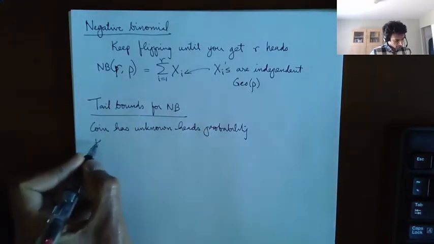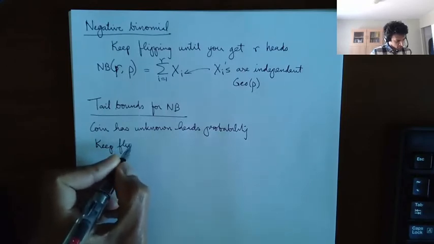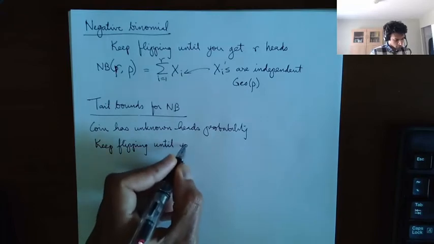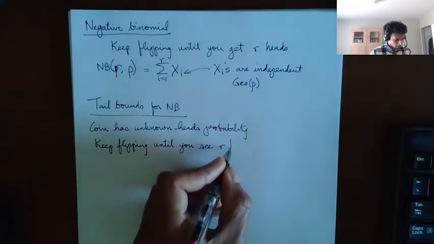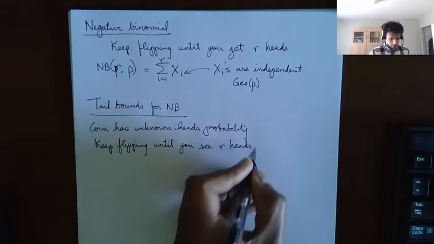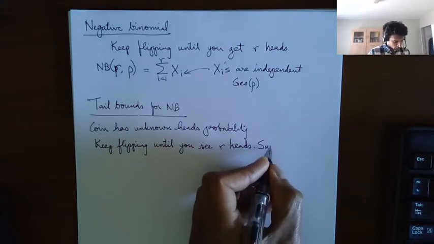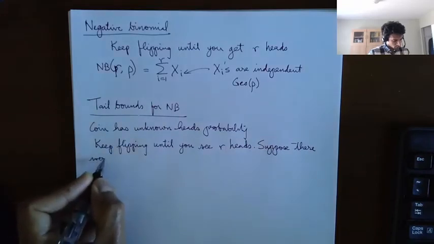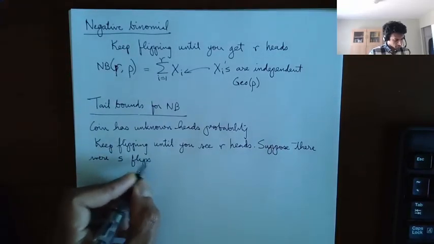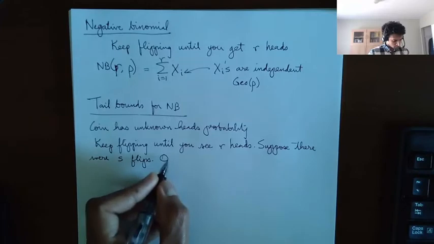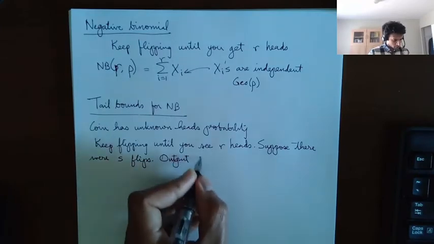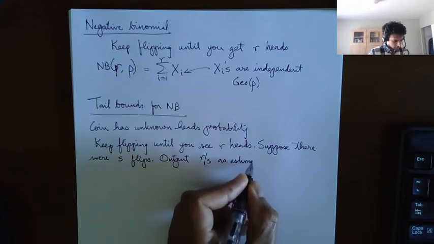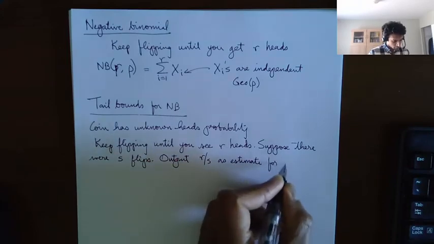Right? Keep flipping until you see r heads, and suppose there were s flips. Output r over s as the estimate for p.